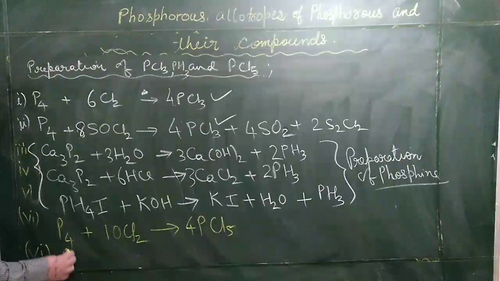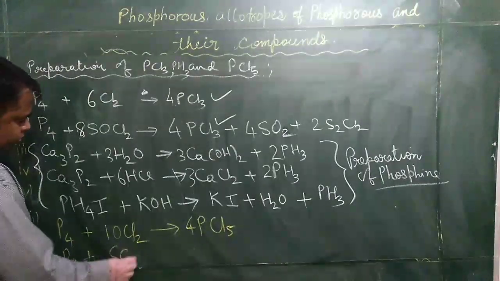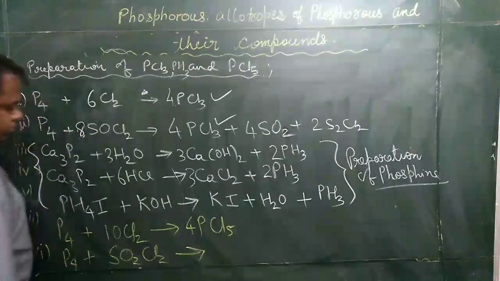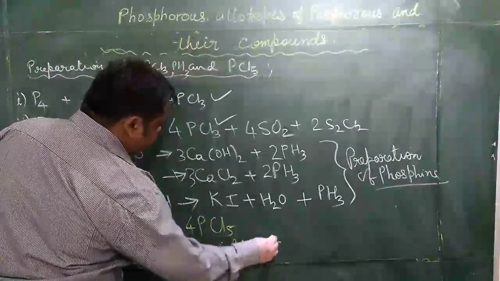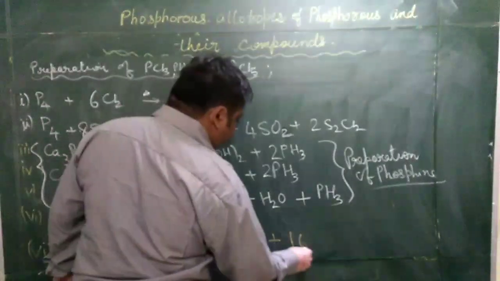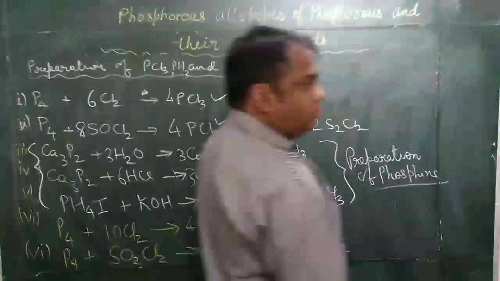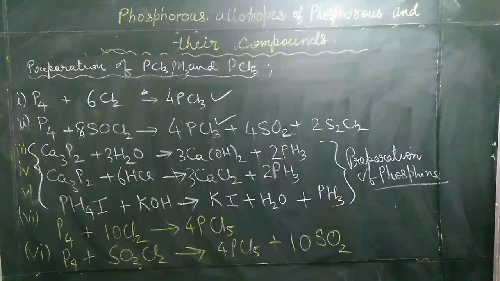We can take P4, treat it with SO2Cl2. It will form PCl5 plus 10 SO2. So in this way, we can remember the reactions required to prepare PCl3, phosphorus trichloride, PH3, phosphine, and phosphorus pentachloride, PCl5.